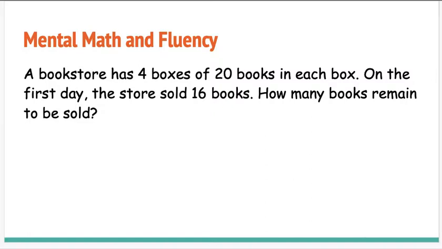Okay, when I read the first sentence and it says they have 4 boxes with 20 books in each box, I know I need to multiply because each tells me to multiply. So I do need to take 4 times 20 to figure out how many books they have altogether. Then the store sold 16 books. So when they sell them, I take them away. So then I would need to subtract 16. Let's look and see what that would look like.